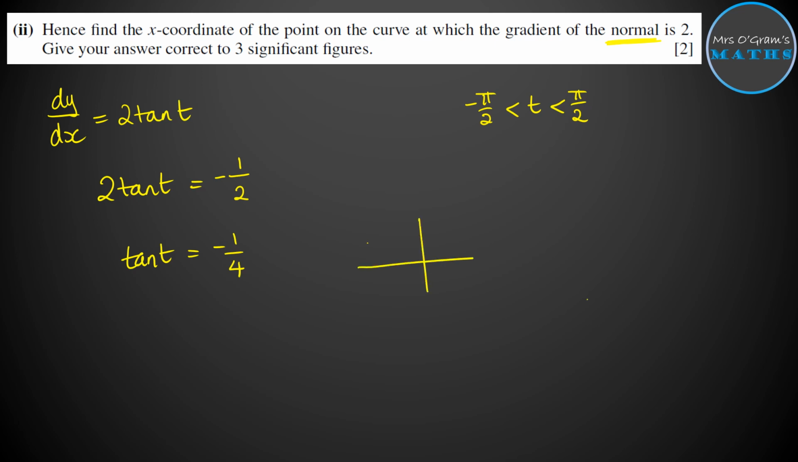And if we just take a look at the picture of tan, it goes like this with an asymptote at pi by 2 and negative pi by 2. We want to know when that's equal to a negative 1/4. So we can just do the inverse tan of minus 1/4. We're only going to have one solution in the range that we're looking at.